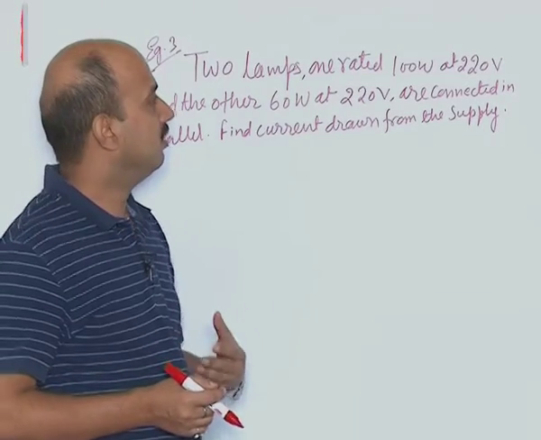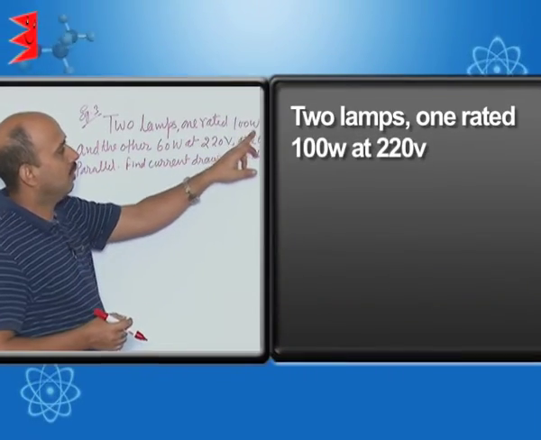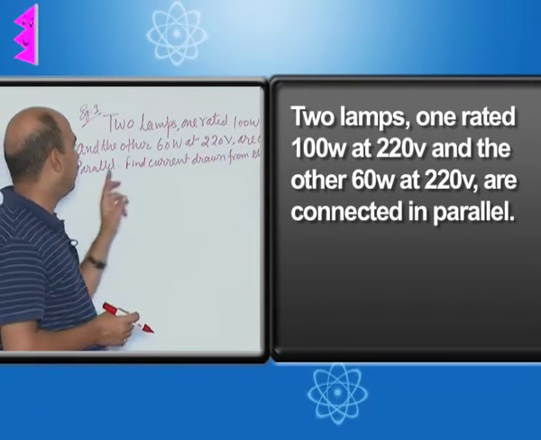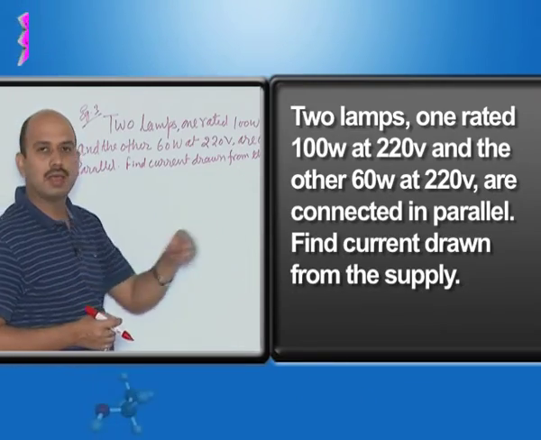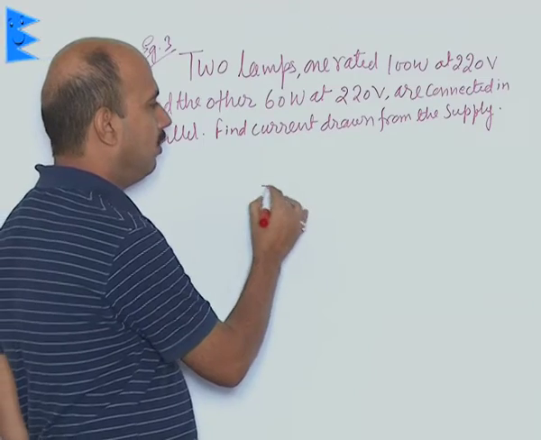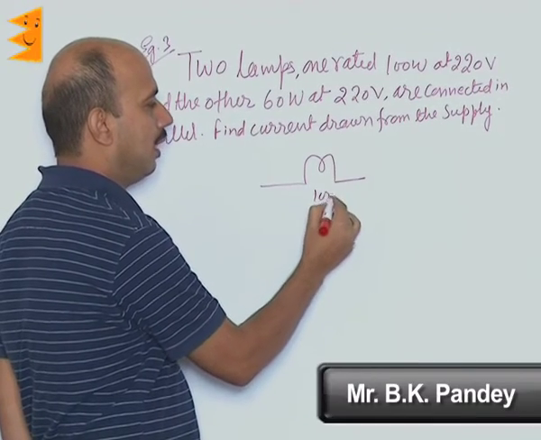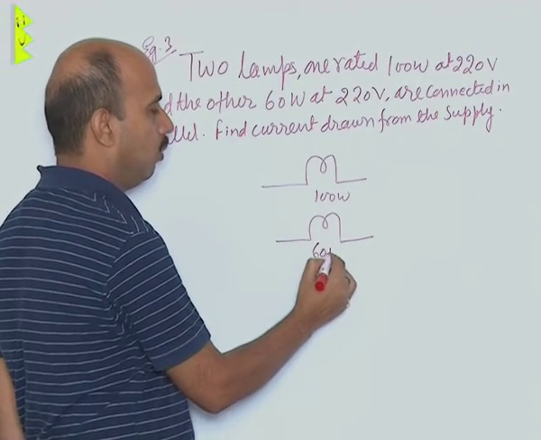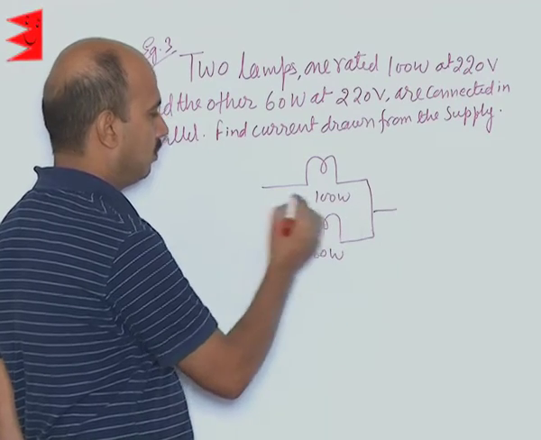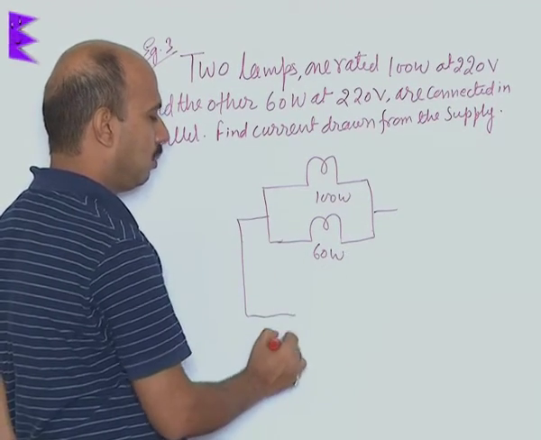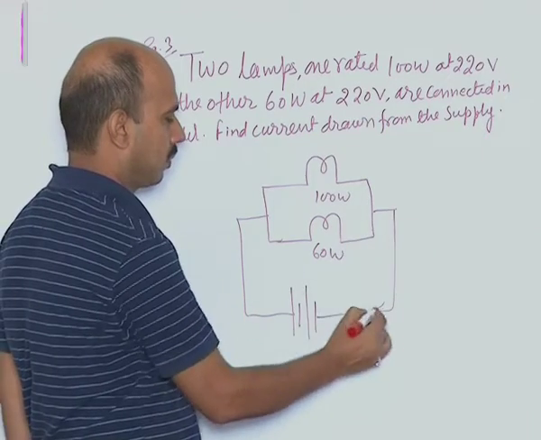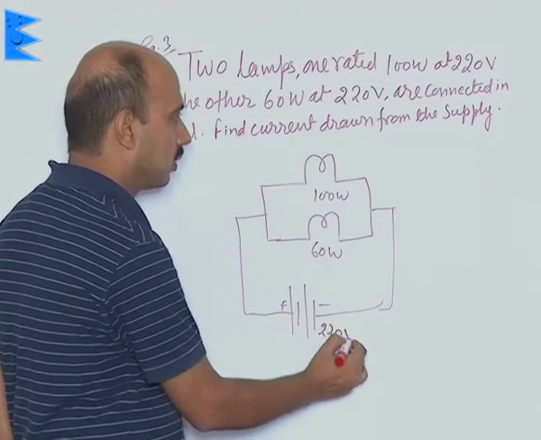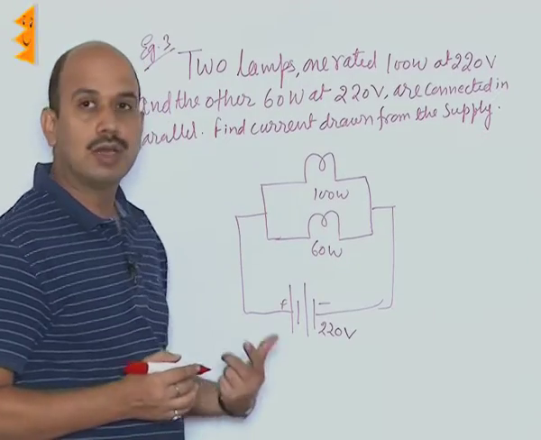Now see the next example. Two lamps, one rated 100 watt at 220 volt and the other 60 watt at 220 volt, are connected in parallel. Find the current drawn from the supply. So you have got two bulbs. One bulb has power 100 watt, another has power of 60 watt. Both are connected in parallel and then both are connected to a supply. So the total supply is also 220 volt. So you have to calculate the total current drawn.